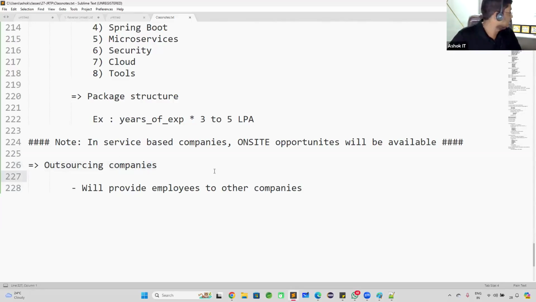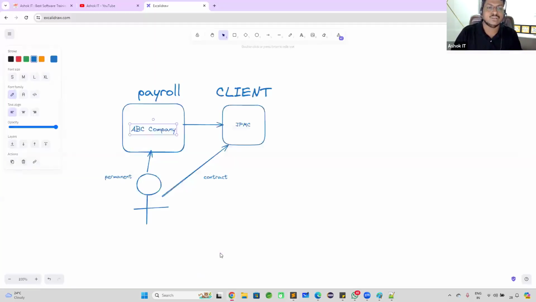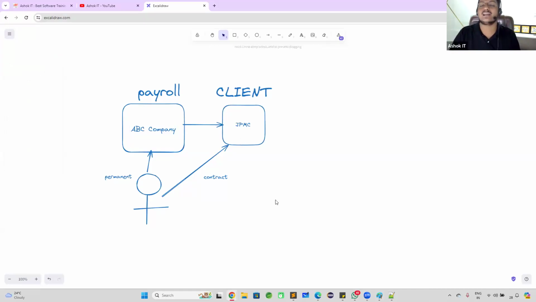So what is the role of the outsourcing company? An outsourcing company will provide employees to other companies on a contract basis. Nowadays in the IT industry, this kind of business is there. One company will take your interview, and they will send you to another company.